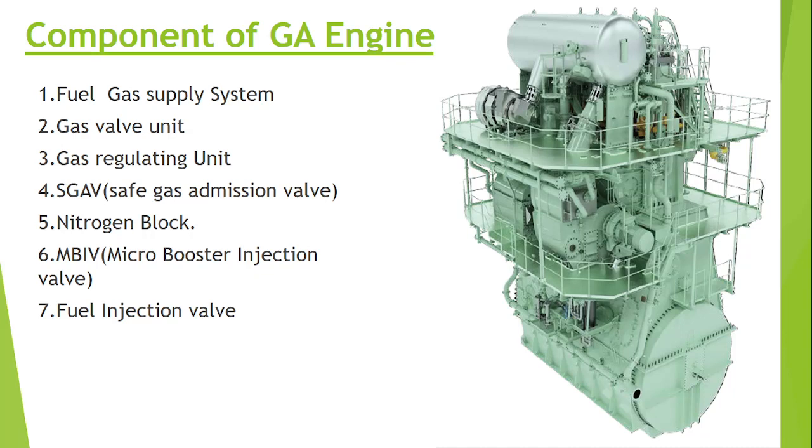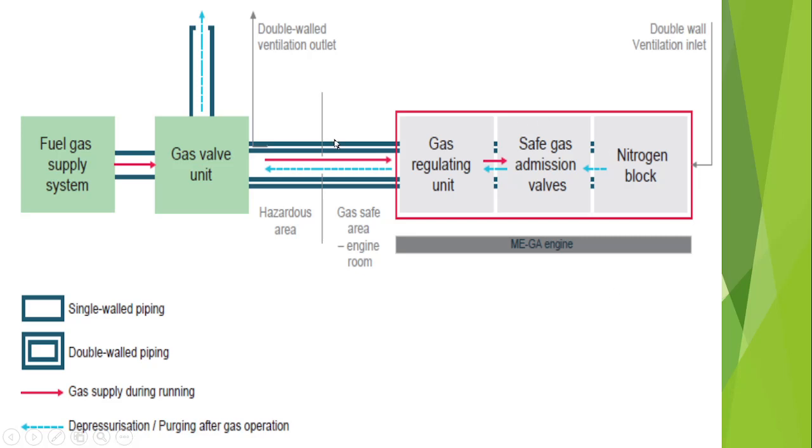Now if in an exam they ask you what the components of a GA engine are, what do I mean by GA? GA means gas admission. So what are the components of a gas admission engine? The answer should be these 7 components. Now how these 7 components look, we will see one by one.